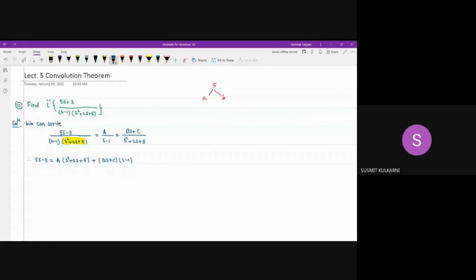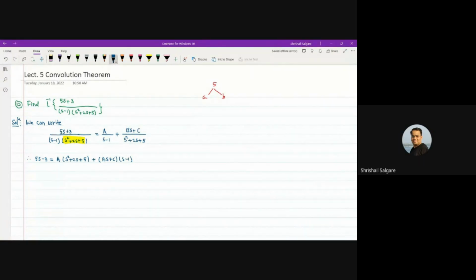Sir, in the question it was 5s + 3, and we wrote 5s − 3. Because this is plus, this is also plus. And the right side, if we simplify, is As² + 2As + 5A plus, in the same manner, Bs² − Bs + Cs − C.